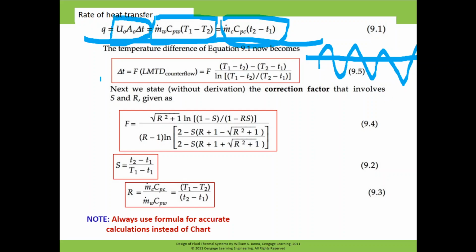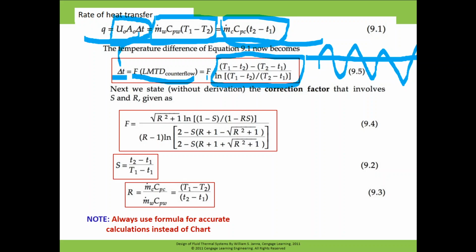So for that reason, when you calculate the delta T, which is the log mean temperature difference, it should be multiplied by correction factor F. So the log mean temperature, when you multiply it by correction factor F, gives you the delta T, and this delta T will be used here to find the rate of heat transfer. So LMTD, we will always calculate for the counter flow in this case, and then multiply it by F to find the delta T to substitute in the expression of rate of heat transfer.